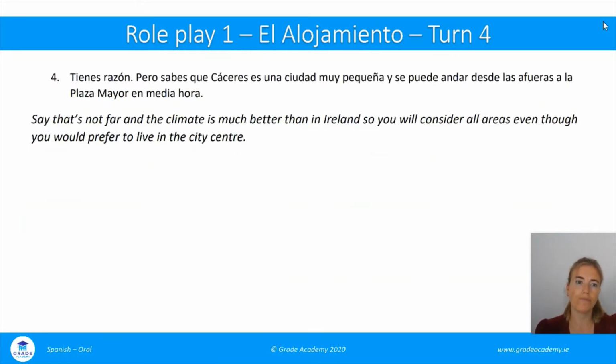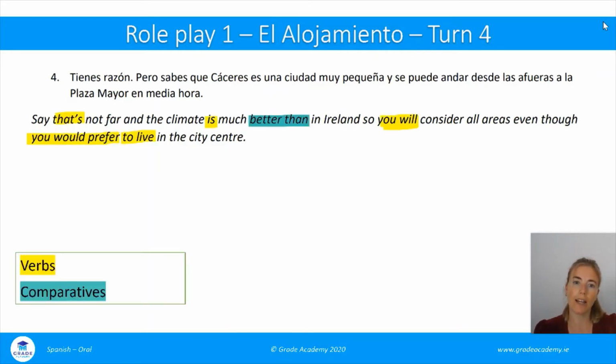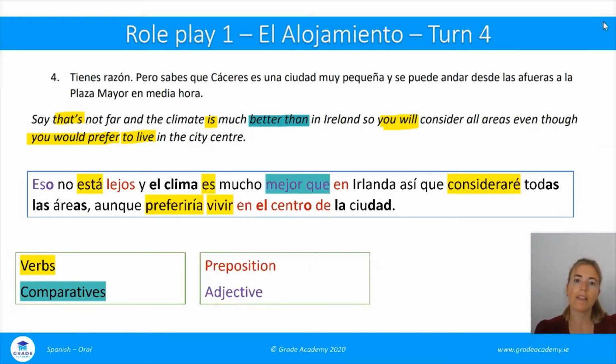Turn 4. Tienes razón, pero sabes que Cáceres es una ciudad muy pequeña y se puede andar desde las afueras a la Plaza Mayor en media hora. So again, highlight the different elements of the phrase, so verbs, and I've highlighted where you're going to use a comparative. And this is the sample answer.